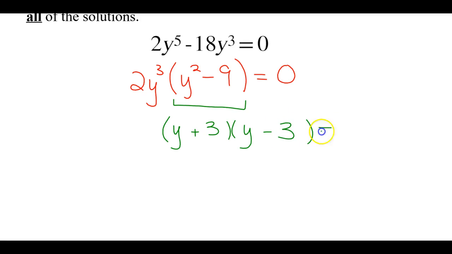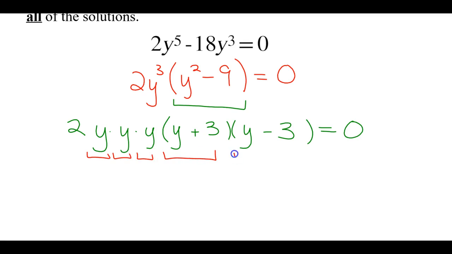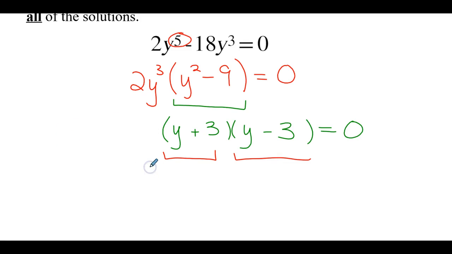Equals 0. Now, we don't typically do this, but really, y cubed is y times y times y, right? So how many factors do I have here? Remember, a factor is anything multiplied together. So we have y, y, y, y plus 3, and y minus 3. We have 5, remember? Just like the degree told us we should have. Now I'm going to erase this because obviously we don't typically break this out. There's a shorter way of doing that.